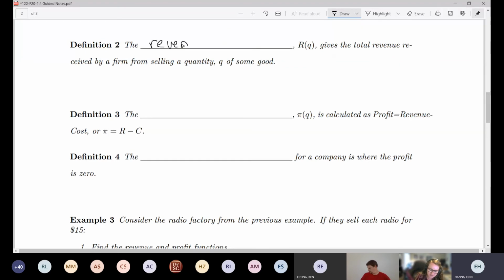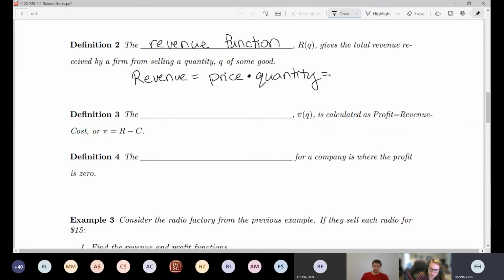So the revenue function. Revenue, which is R of Q, gives the total revenue received by a firm from selling a quantity Q of some goods. So I know I just used the word revenue in the definition of the revenue function. This is essentially the amount of money you make from selling things. So a lot of times we'll also say that revenue is price times quantity, or just abbreviated to P times Q. This is really important. We're going to have to pull this out a lot. So you might want to write that down if you're just taking simple notes.